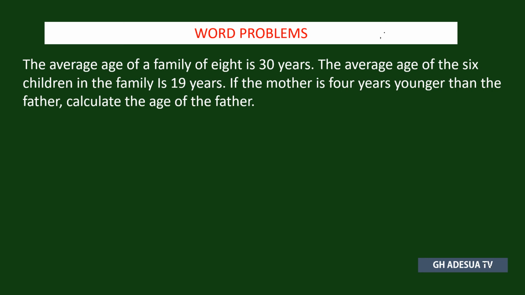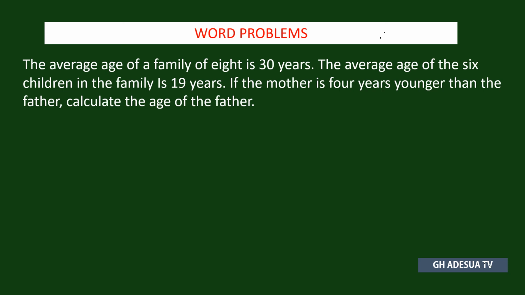Now, the first point in here is that the family has 8 people and their average age is 30 years. Average age means that when you divide the total age of all the people in the family by 8, you get 30. That is, if you want to find the total age of the family members, it will be 30 times 8, because the average age is 30. So you multiply 30 by 8, and it will give you the total age of the members of the family.